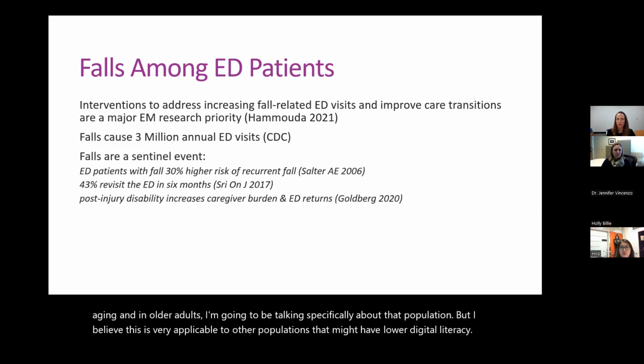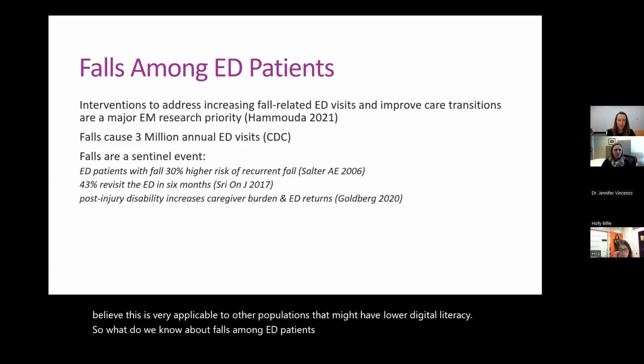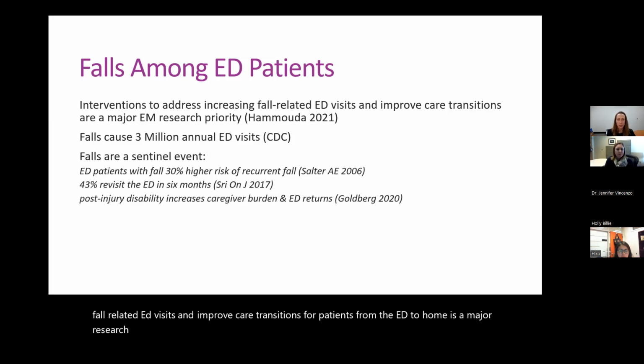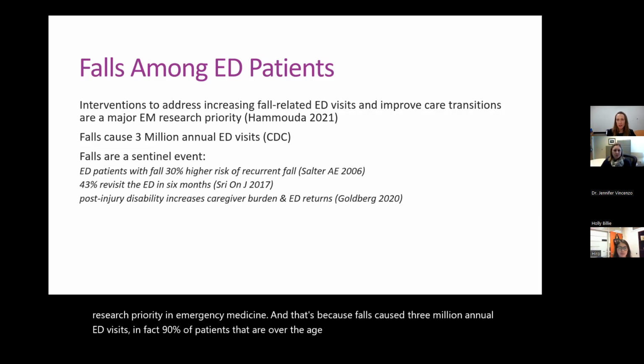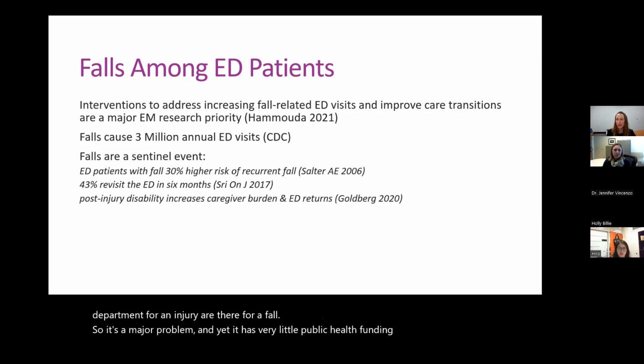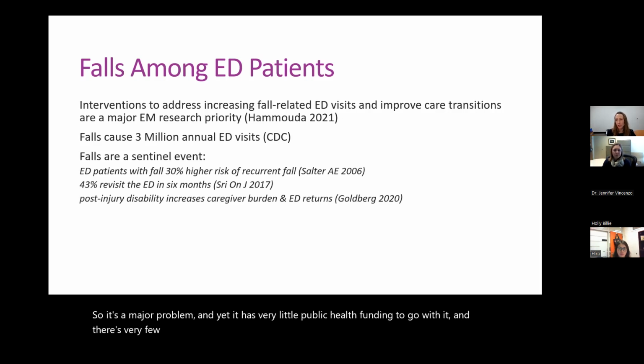So what do we know about falls among ED patients? Interventions to address increasing fall-related ED visits and improve care transitions for patients from the ED to home is a major research priority in emergency medicine. And that's because falls cause 3 million annual ED visits. In fact, 90% of patients over the age of 65 that come to the emergency department for an injury are there for a fall. So it's a major problem, and yet it has very little public health funding to go with it. And there's very few interventions that start in the emergency department for fall prevention.